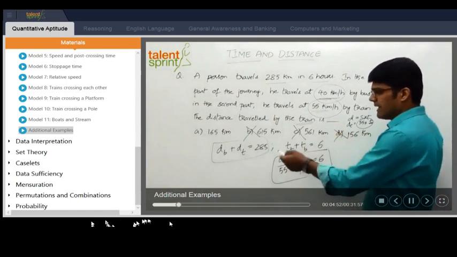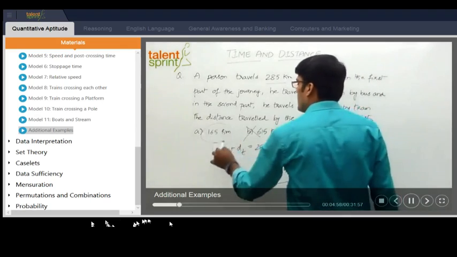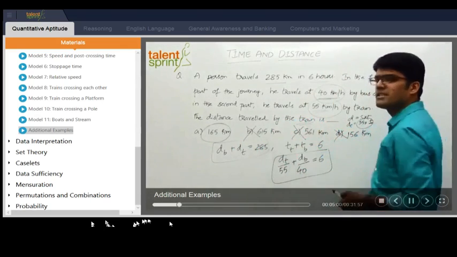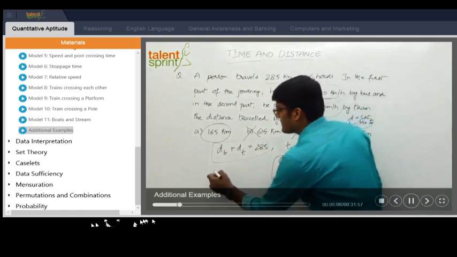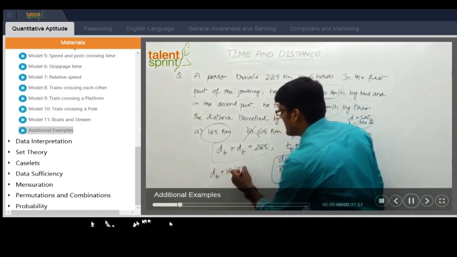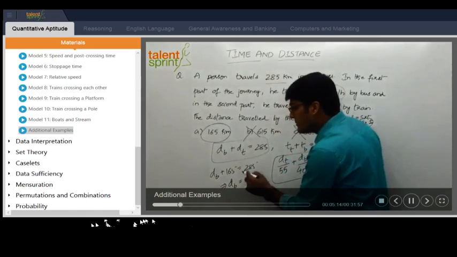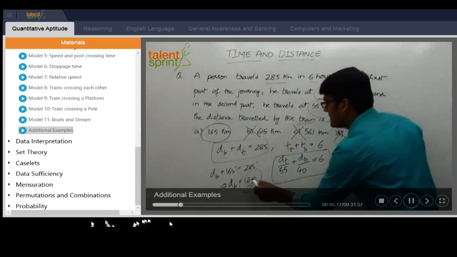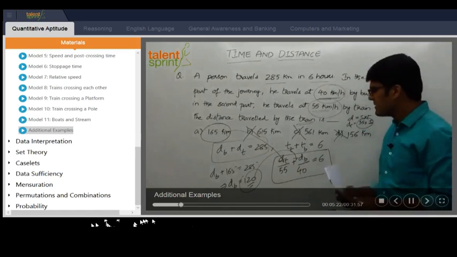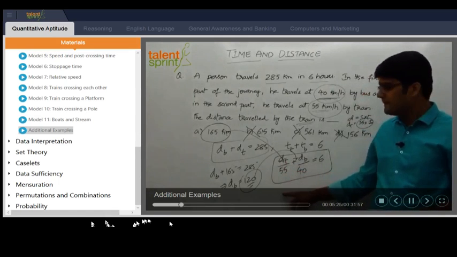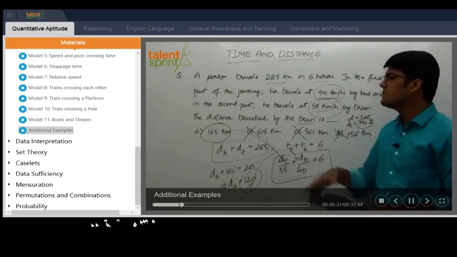What do we do? See, like I said, either solve these or go by options. Let's substitute the option. We'll assume that option A is the correct answer. Distance travelled by train is 165. If distance travelled by train is 165, what will be the distance travelled by bus? Distance travelled by bus plus 165 has to be 285. From this we can say the distance travelled by bus is 120. Now what is the point in calculating the distance travelled by bus? You have to substitute this in equation 2. If it satisfies this equation, then that's the correct answer. Check. 165 by 55, 3. 120 by 40, 3. 3 plus 3, 6. Satisfied or not? Which means option A is the right answer.